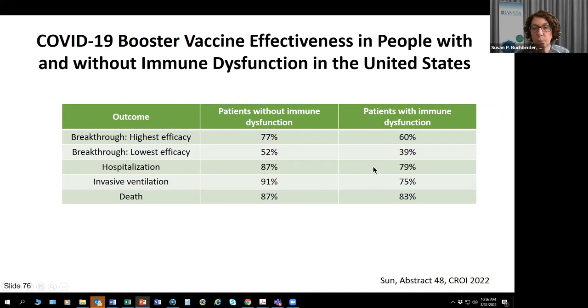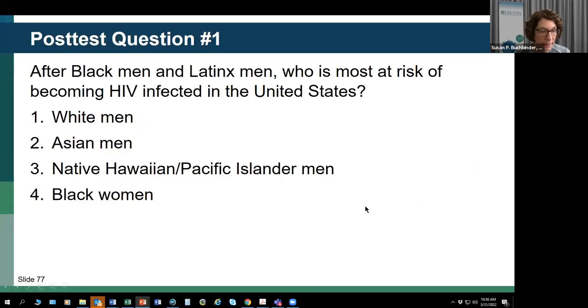The protection against hospitalization was also higher for patients without immune dysfunction than for patients with immune dysfunction, although still pretty high for patients with immune dysfunction. The same was true of invasive ventilation, also somewhat lower for patients with immune dysfunction. And the rates of death, however, were pretty comparable between the two. So again, some diminution of the effectiveness of booster doses in patients with immune dysfunction. And that is the presentation.